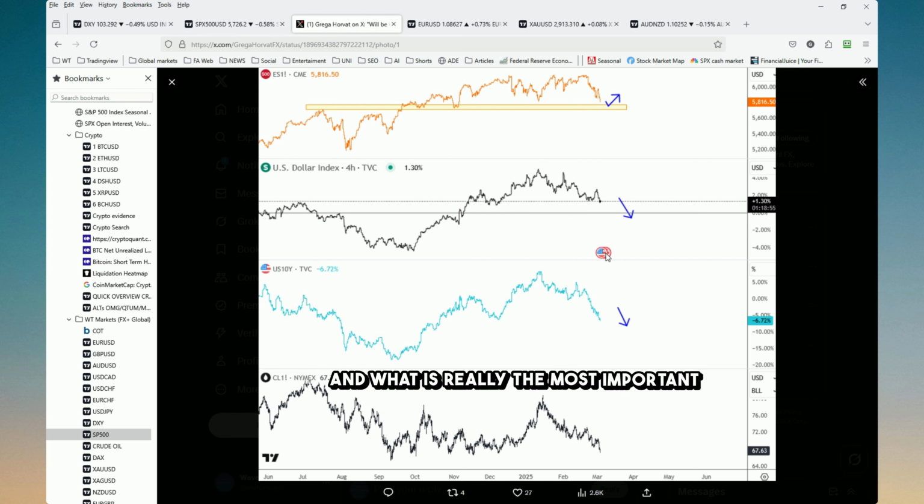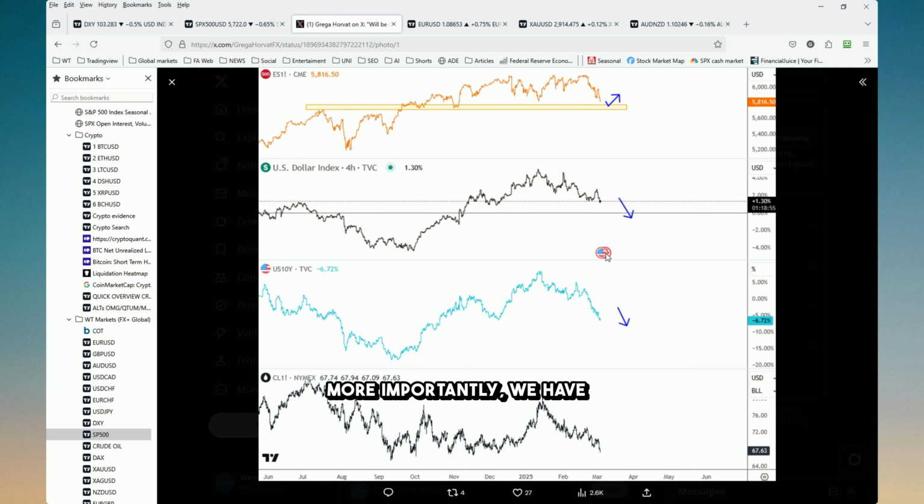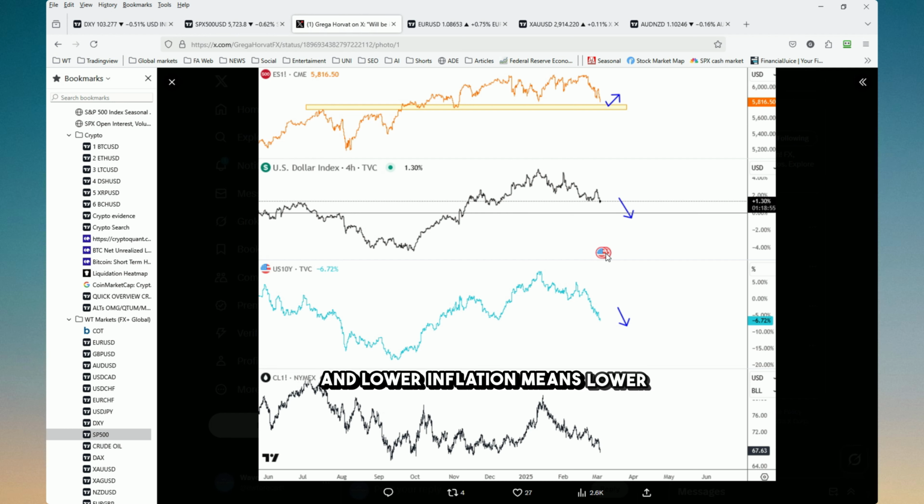And what is really the most important at this stage, based on correlations, is that we have lower US yields. Lower US yields mainly have been pushing to the downside because of some not so good, weak economic data from the US. More importantly, we have also seen declining prices on crude oil, and as you know, lower crude oil equals lower inflation, and lower inflation means lower interest rate expectations. Especially when you have on top of that some weak US data, like we have seen in the last 2 weeks or so.